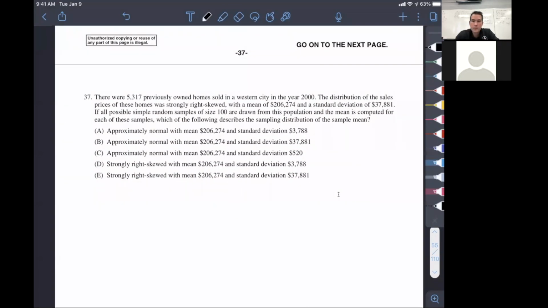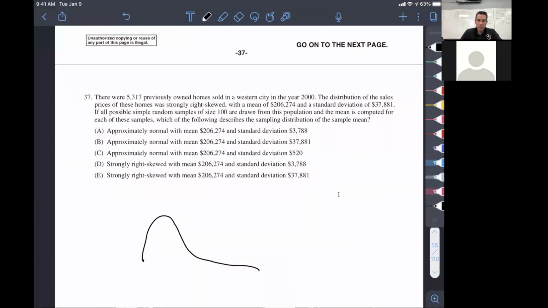37. Hopefully you guys aren't tiring out for this. There were 5,317 previously owned homes sold in Western City in the year 2000. The distribution of sales prices of these homes was strongly right skewed, with a mean of 206,274 and a standard deviation of 37,881. All the possible random samples of size 100 are drawn from this population, and the mean is computed for each of these samples. Which of the following describes the sampling distribution of sample means?